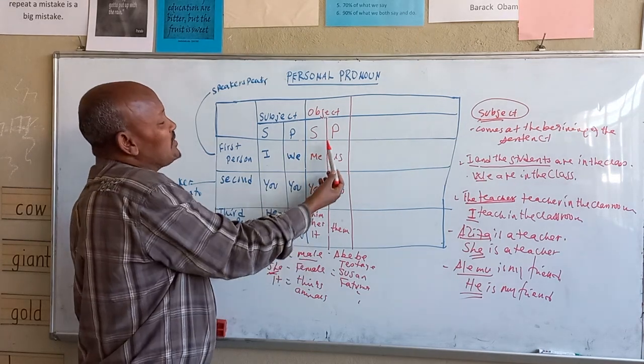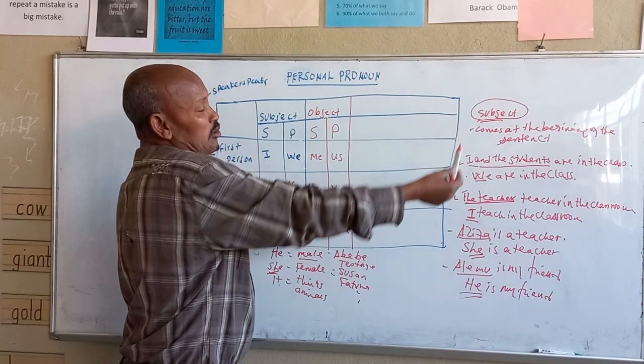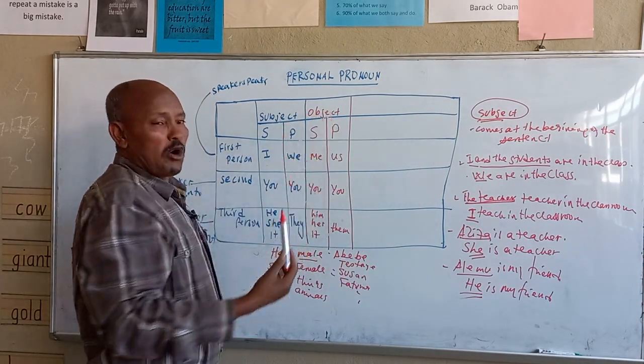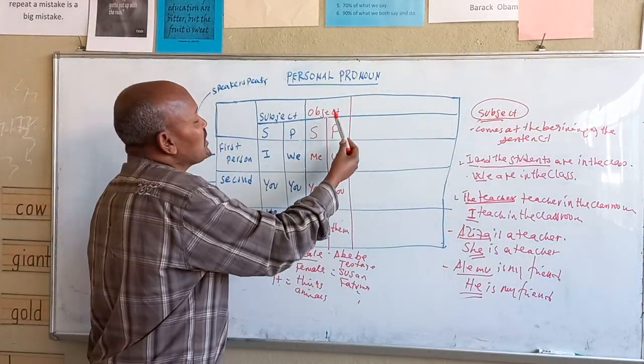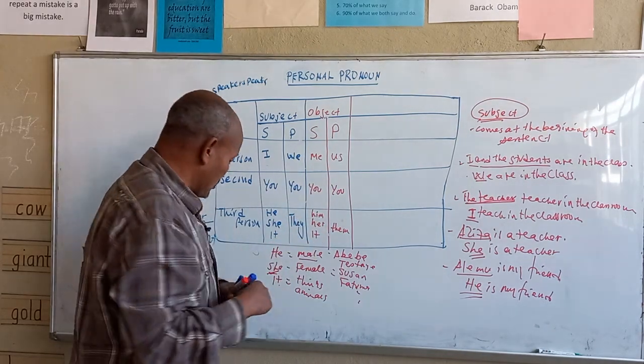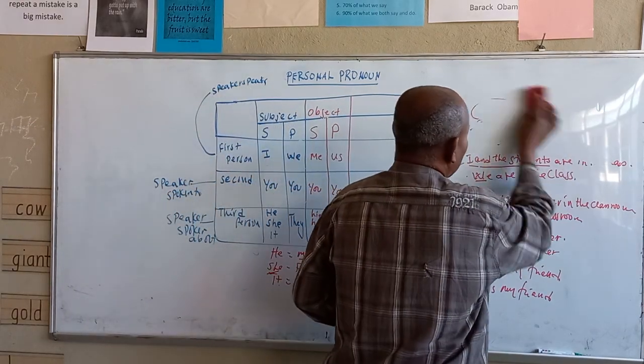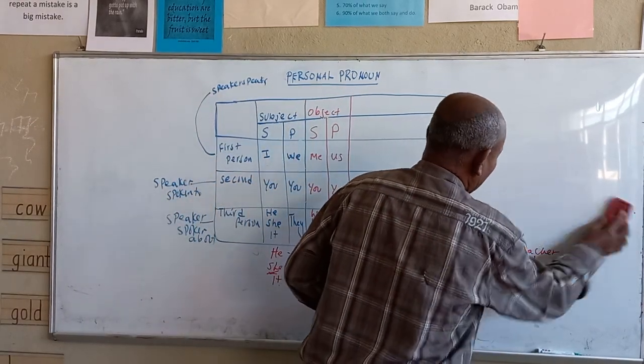Look how the forms of this personal pronoun are different from the subjective case of the personal pronoun, because we use these personal pronouns in different ways, in different positions. So we can say objective case or object of the personal pronoun. Let me give you some examples about what these objects mean.